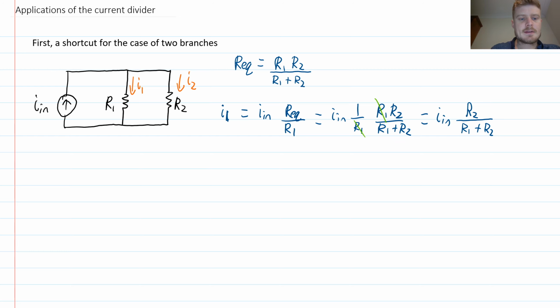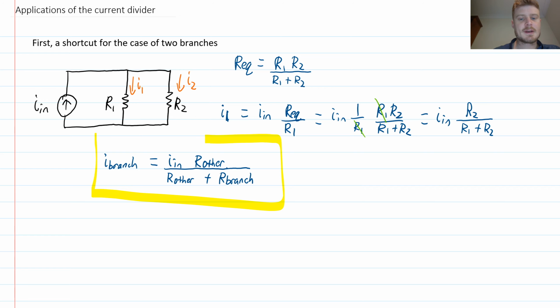Now, we can write a general expression for that, which maybe is easier to memorize if you want to remember this rule. So the current in the branch is the input current multiplied by the other resistance. All of that is divided by the sum of the resistances. So that's the other resistance plus the resistance in the branch. So this is a little shortcut for our current divider for the common case that we have just two resistors, or two branches, that the current is being divided over.